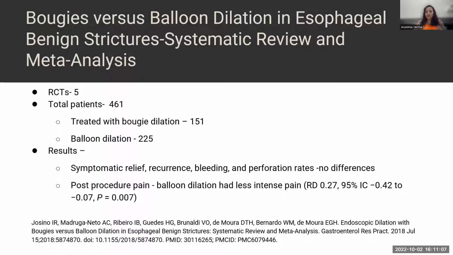So what does literature say? Bougies versus balloon dilator for dilatation for esophageal benign stricture. This was a systematic review and meta-analysis, including 5 RCTs, total of 461 patients, of which 151 treated with bougie dilatation and 225 with balloon. Results showed that symptomatic relief, recurrence, bleeding, and perforation rates had no difference. However, post-procedure pain was less in the balloon dilatation group. So the only advantage of balloon dilatation was post-procedure pain, but however, the balloon dilatation is more expensive compared to the bougie dilatation, because bougies can be used multiple times and it goes on from years to years.